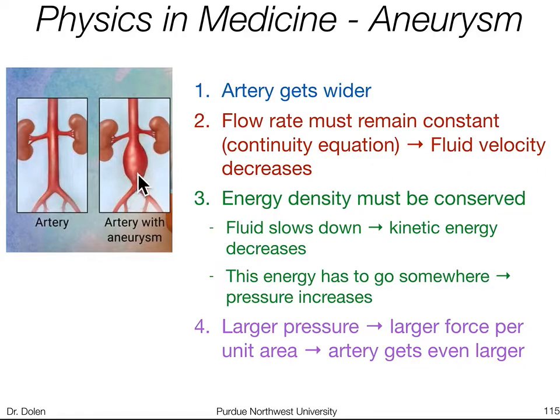If the fluid velocity is going down, well, energy must be conserved. The kinetic energy is going down, so something else had to go up in order to keep energy conserved. Where does the energy go? It goes into pressure. So the pressure inside the aneurysm is actually increased. And that's a really bad thing because a larger pressure means a larger force per unit area on the edge of that blood vessel, which means the artery gets even larger. So it's a cascading negative effect. But we need to understand, using Bernoulli's equation, how pressure changes in a pipe to understand this.